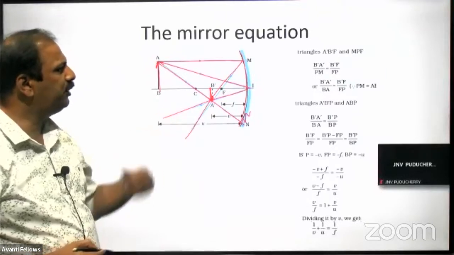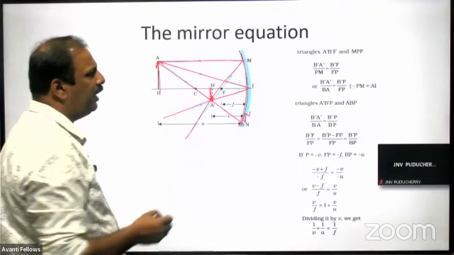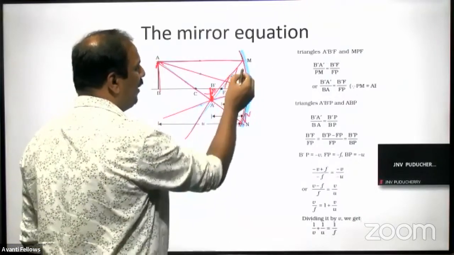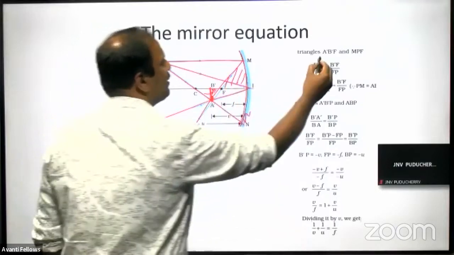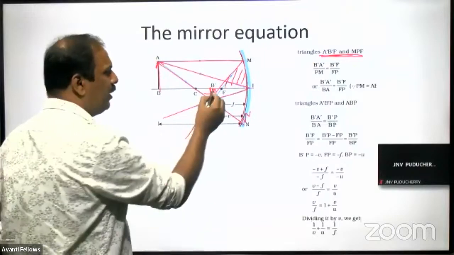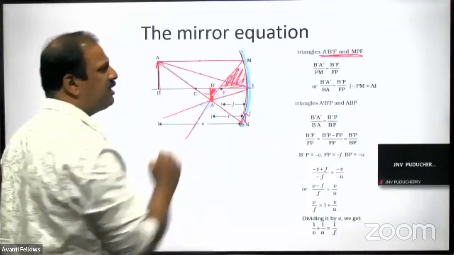Now we have to take this. I will tell it a little bit fast. So we have to take these two triangles. Here we have a triangle and here we have another triangle. These two triangles will be similar. I think you understood which triangles. One is this triangle, another is this big triangle. These two will be similar triangles.